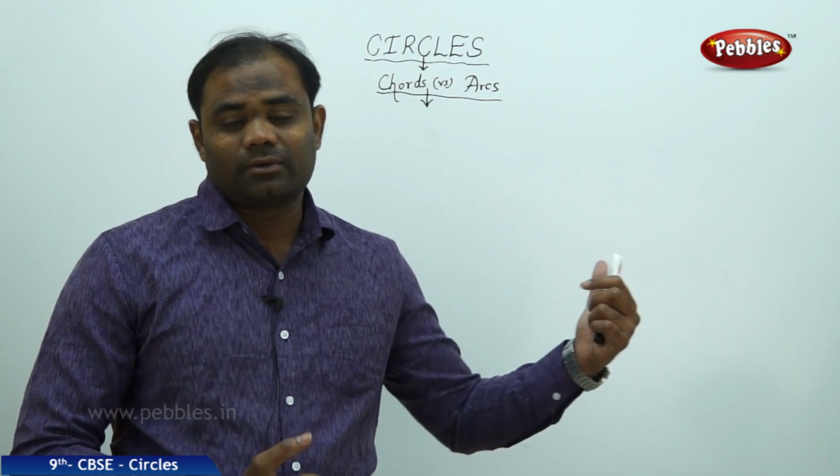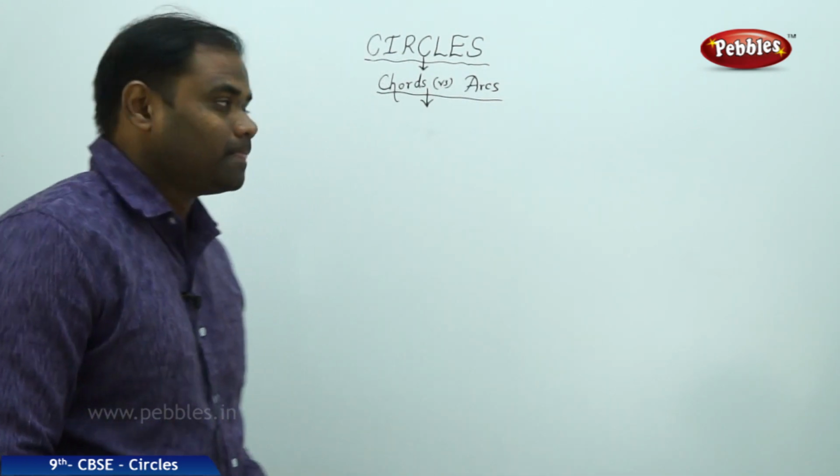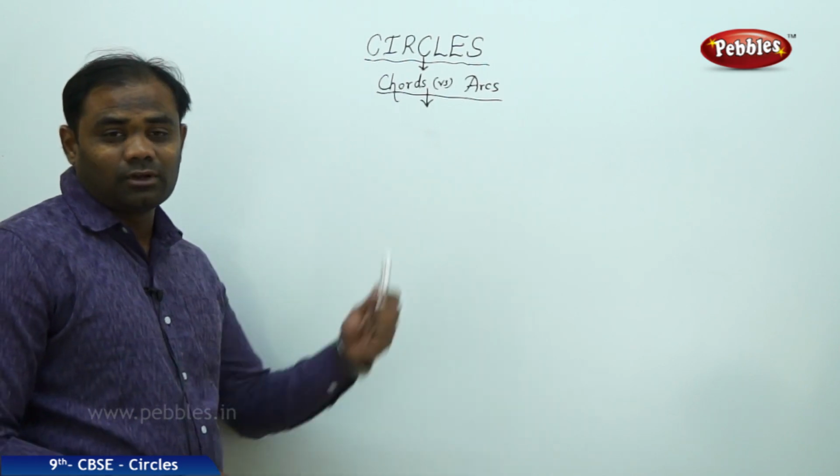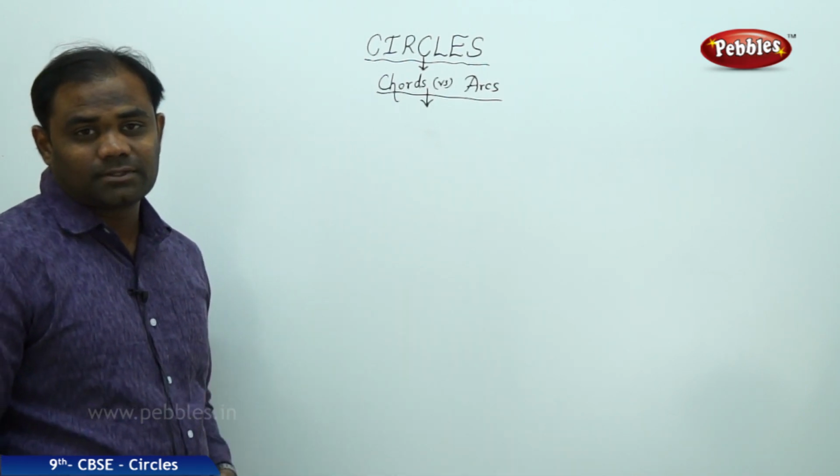Now that we have discussed a property connecting the chords and the arcs, if the lengths of chords are equal, then the respective arc lengths are equal. Let's see the converse. What if the arc lengths are equal? Will the chords formed by those arcs also be equal? That is the question here. So let's see if the converse holds true. This session is about the converse of the previous theorem.